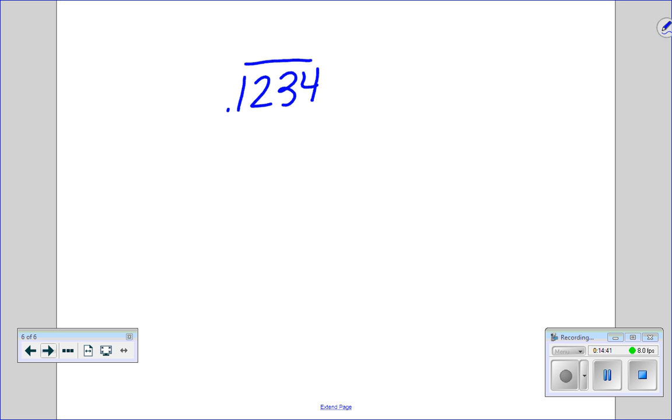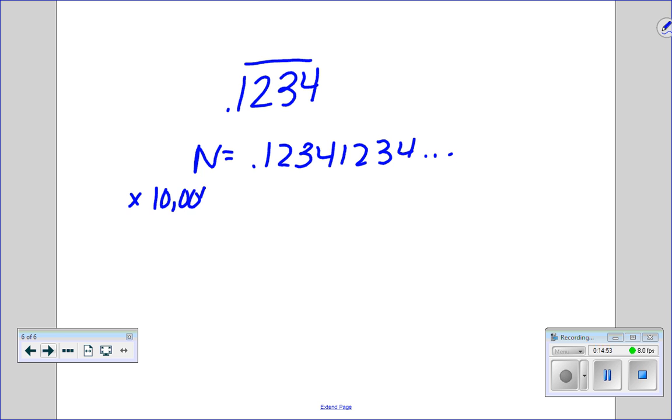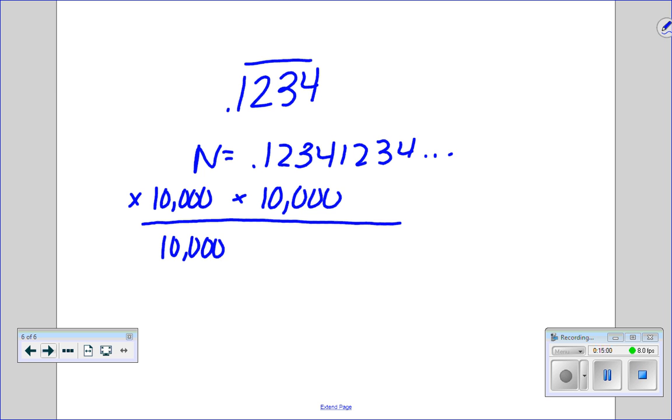I'll start it on the board. I won't show you the answer, but I'll get started. Okay, that's as far as I've gotten so far. And then I'm going to minus.